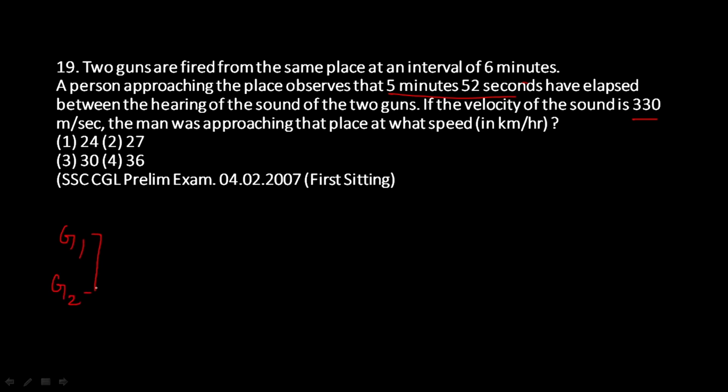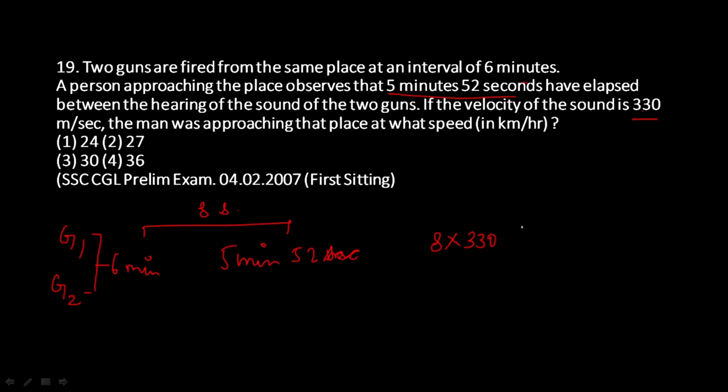Both are fired at an interval of 6 minutes, whereas 5 minutes 52 seconds have elapsed because the man was approaching the place. So what is the difference? The difference is 8 seconds. The sound has moved for 8 seconds. So in 8 seconds the distance covered by the sound is 8 into 333, right?